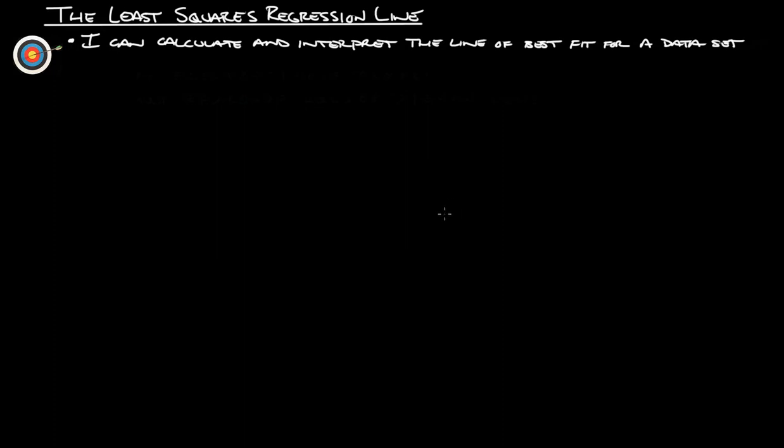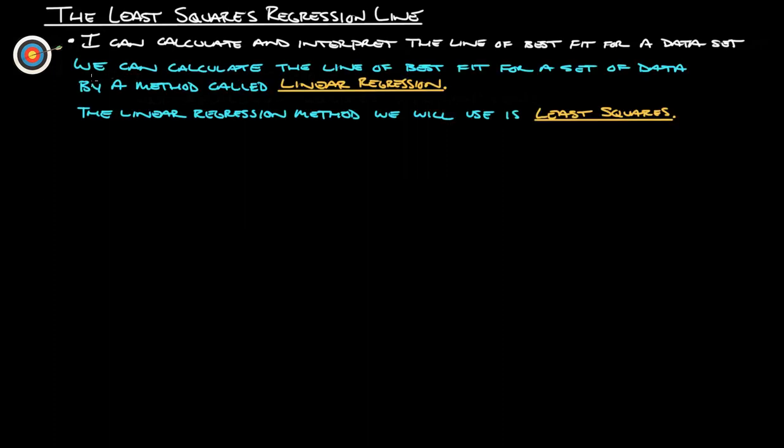I'm going to take you through the notes on the least squares regression line. At the end of this, you should be able to say, I can calculate and interpret the line of best fit for a data set. So what we're going to do is calculate the line of best fit for a set of data by a method called linear regression.